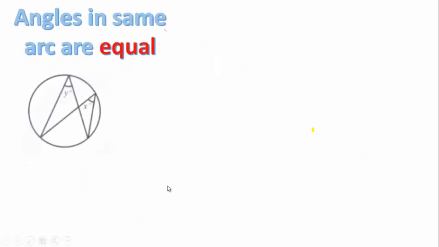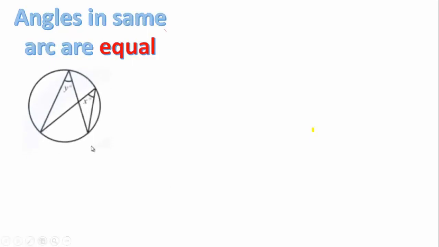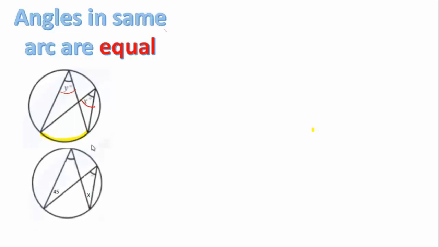Also, you should know that angles in the same arc are equal. For example, angle x and angle y here, they are sharing the same arc, so we can say that angle x equals angle y. That's it. If you take a look here, and you have this angle 45, and the question is asking you to find angle x, you will tell me, Mister, they are sharing this arc up here, so angle x equals 45.